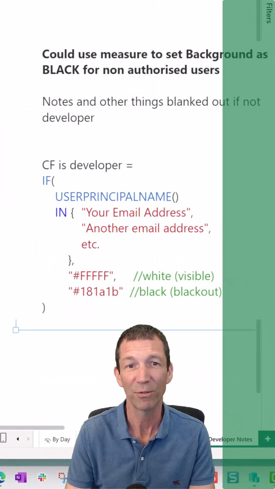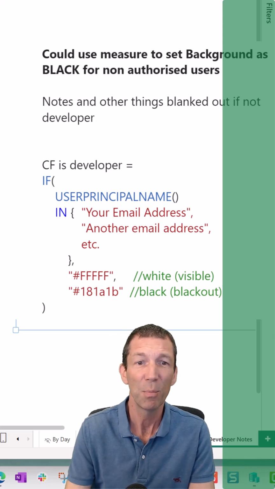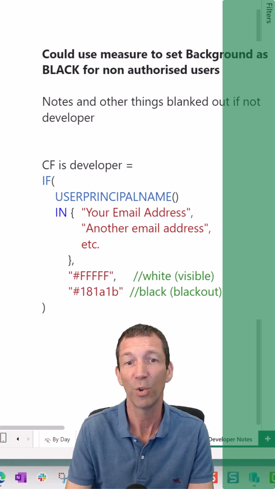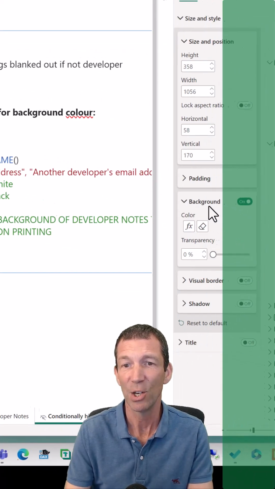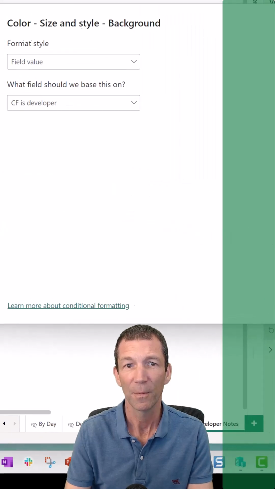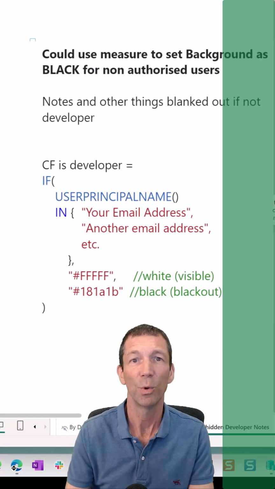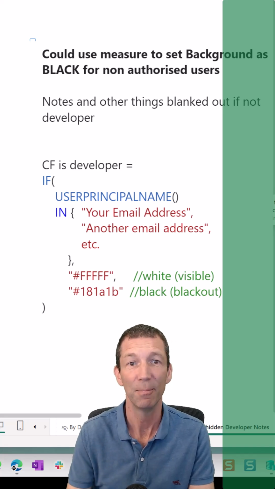Well, one way of doing that, and there's a couple of ways, you could just simply draw a shape on top of your notes. But you could also add some conditional formatting if the user principal name isn't one of your email addresses that you've specified. So you could simply do a measure like this and then use that measure in your background for your text box. Okay, use that, and then that measure will mean that it'll turn black for anybody who's printing it off that isn't one of the development team.